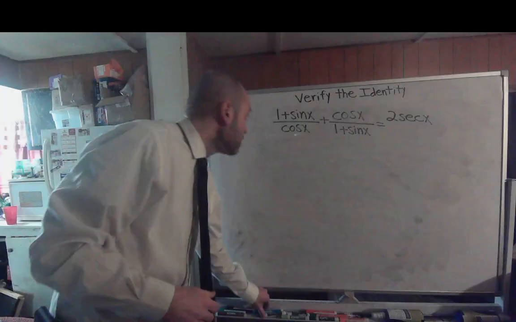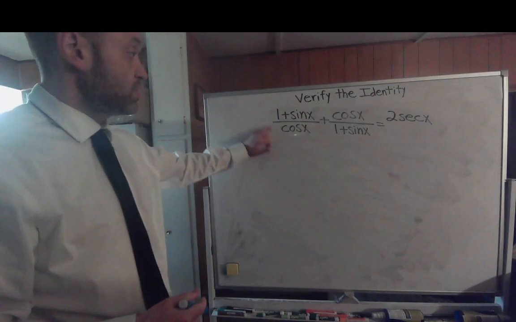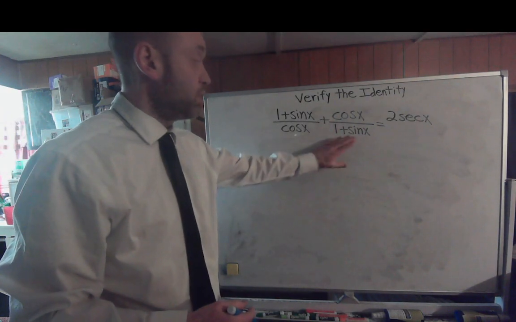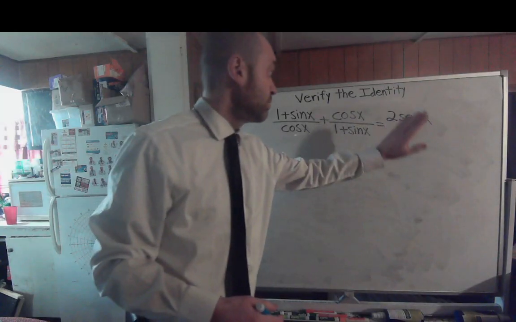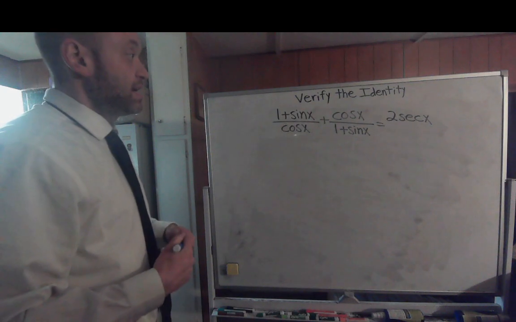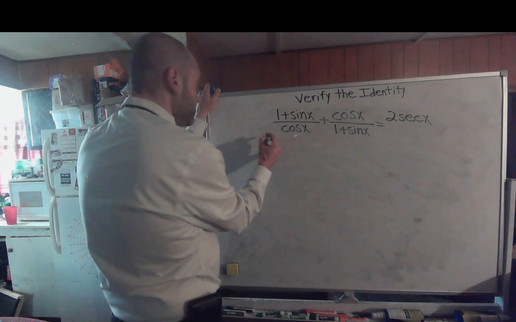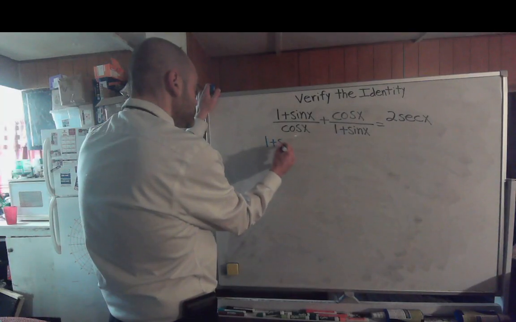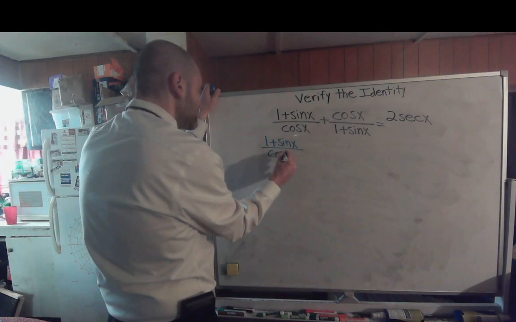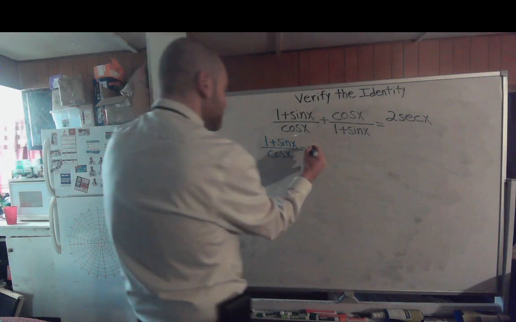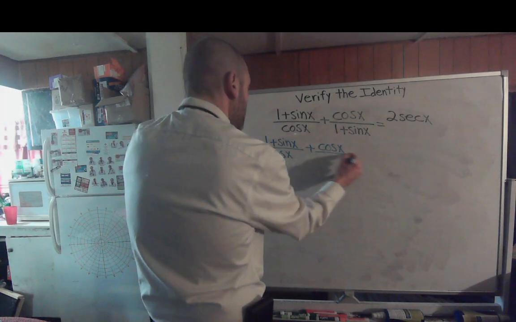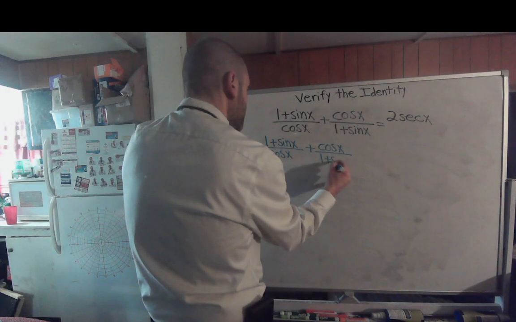We have (1 plus the sine of x) over the cosine of x plus the cosine of x over (1 plus sine of x) equals 2 secant of x. Well, we're going to have to first write out our left-hand side again. So (1 plus sine of x) all over the cosine of x, all that plus the cosine of x all over (1 plus the sine of x).